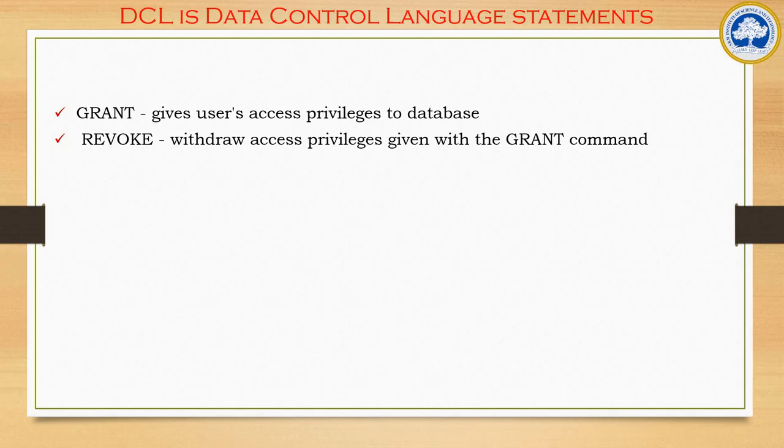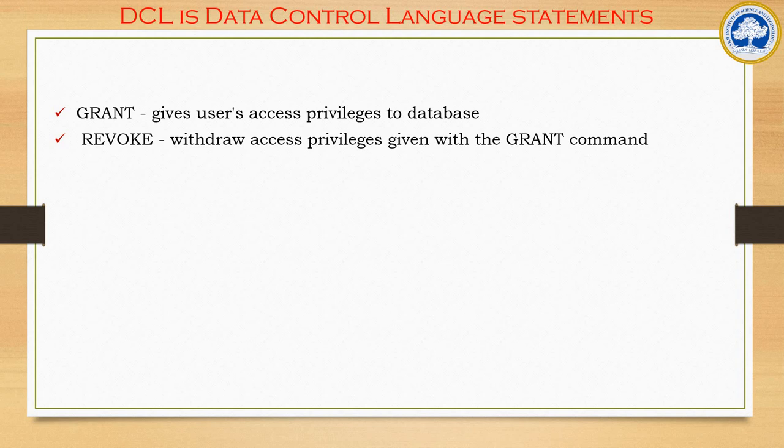The next one is DCL, that is data control language. Here too, from the name we can understand the functionality of DCL: it is controlling the data. Mainly there are two functionalities here, grant and revoke. Grant is giving permissions. The general meaning of grant is permission, right? Here it gives the user access privileges to the database, that is, who is eligible to access that particular database or table. That is nothing but a grant.